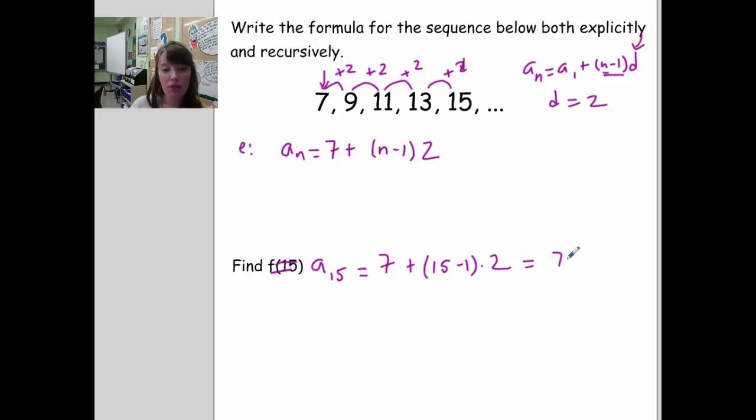That's equal to 7 plus 14 times 2, or 7 plus 28, which is equal to 35. So a sub 15 is equal to 35. Because look at what happened.